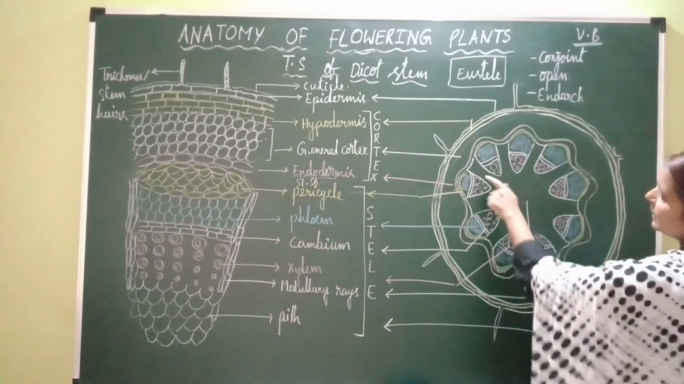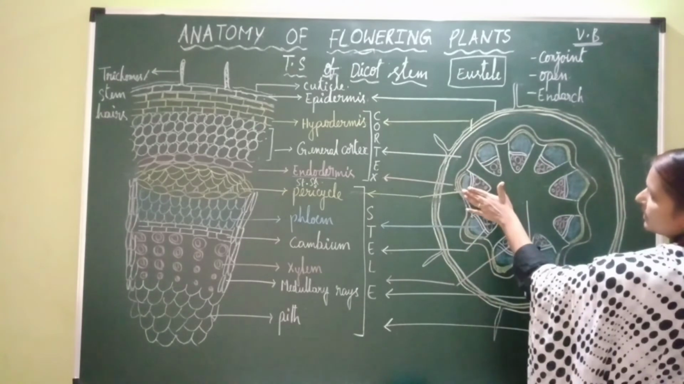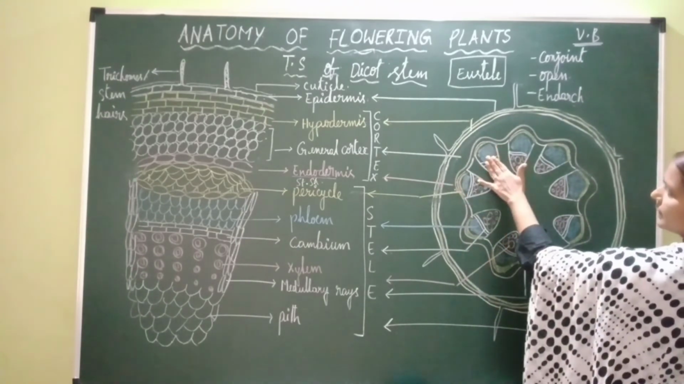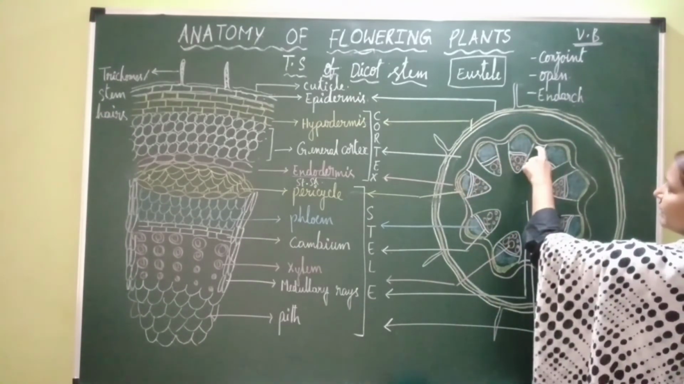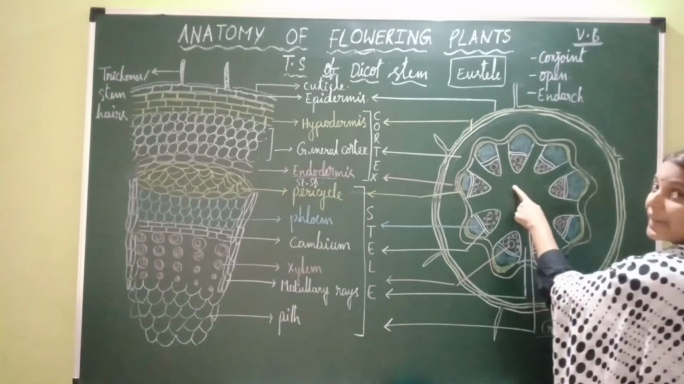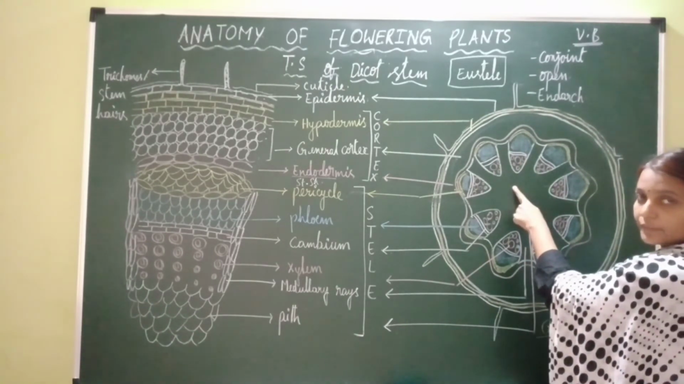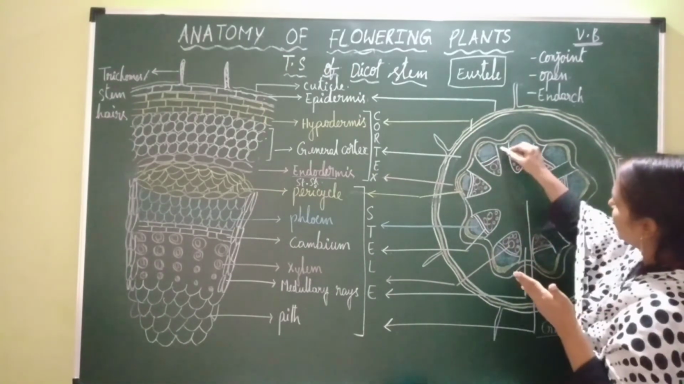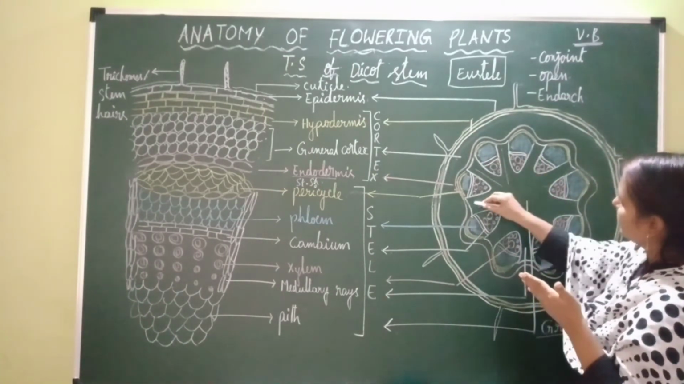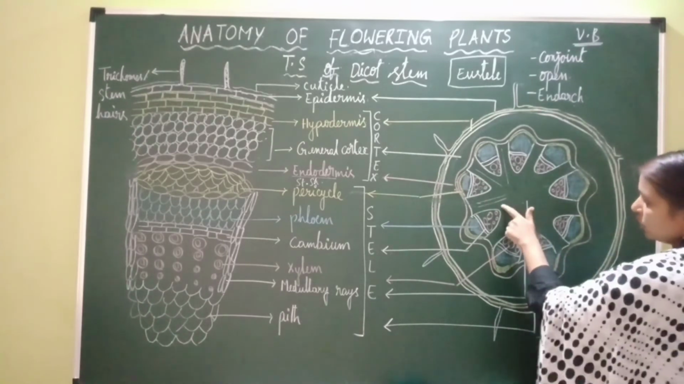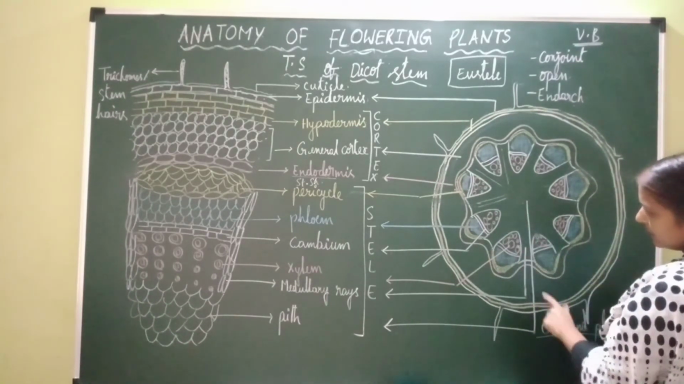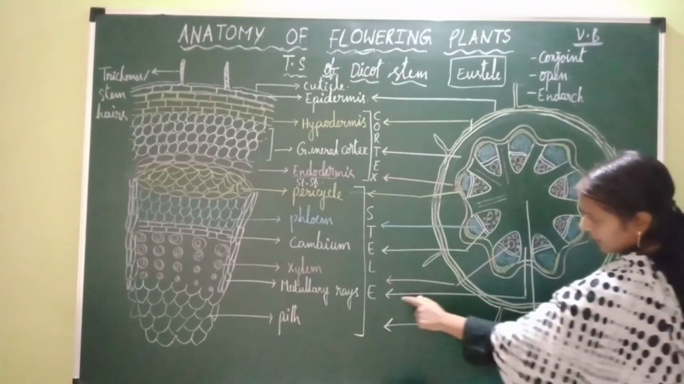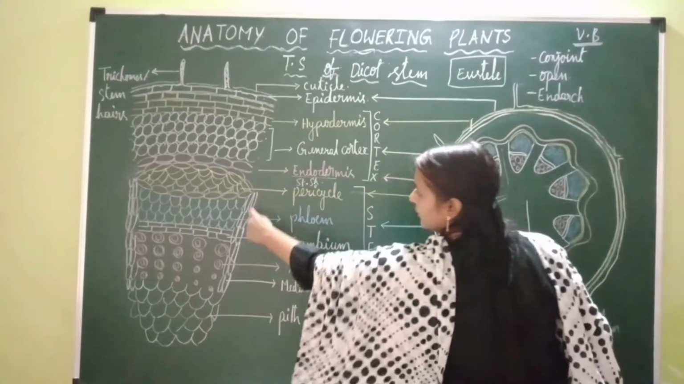Okay, so these are vascular bundles. This is one vascular bundle, and like this vascular bundles are present. In between these vascular bundles, parenchymatous tissue is present in the form of rays. Like this rays will be formed. In the form of rays, these are called medullary rays. So these are medullary rays.